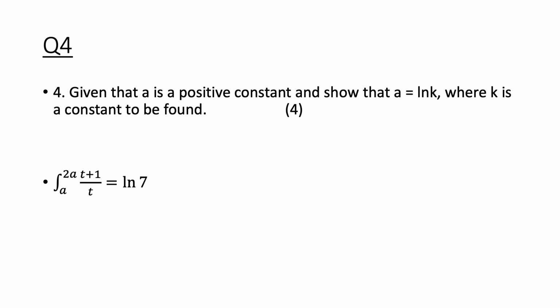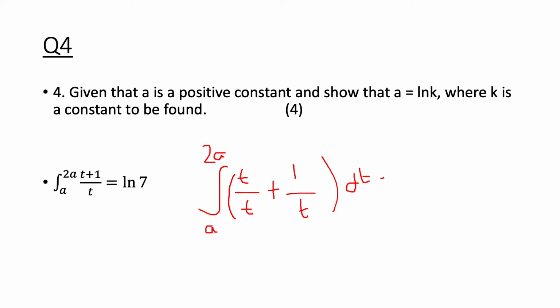Right, guys, question number 4. Given that a is a positive constant, show that a equals log k, where k is a constant to be found. So this integral here equals log 7. Now, integrating this, guys, what I'm going to do is split up this fraction. So I have t over t plus 1 over t dt from t equals a to 2a. And the answer to that is log 7.